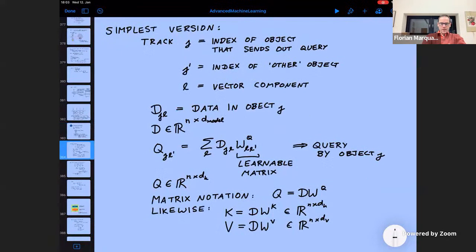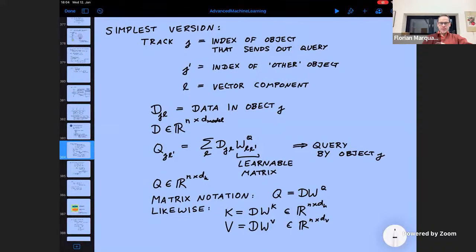Okay, and so when you start looking into the details, it's not very difficult. You just have to keep track of a couple of indices. For example, here I call J the index of the object that sends out the query. Eventually, this will be all objects that are there. And J prime will always be the index of the other object that receives the query and tries to match it to its key. And then L is just a vector component, because all the queries, keys, and values, they are vectors. And so when we are first being handed these objects, each of the objects has its own data vector. So D_JL, that's my notation here, D_JL would be the component L of the data vector of object J.